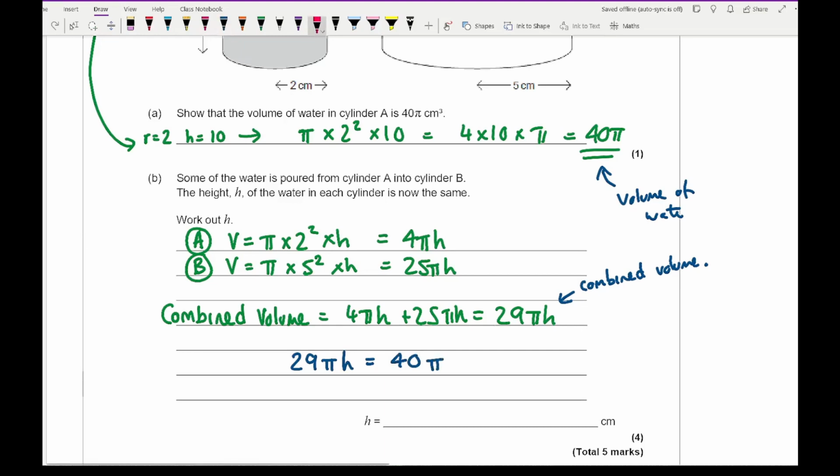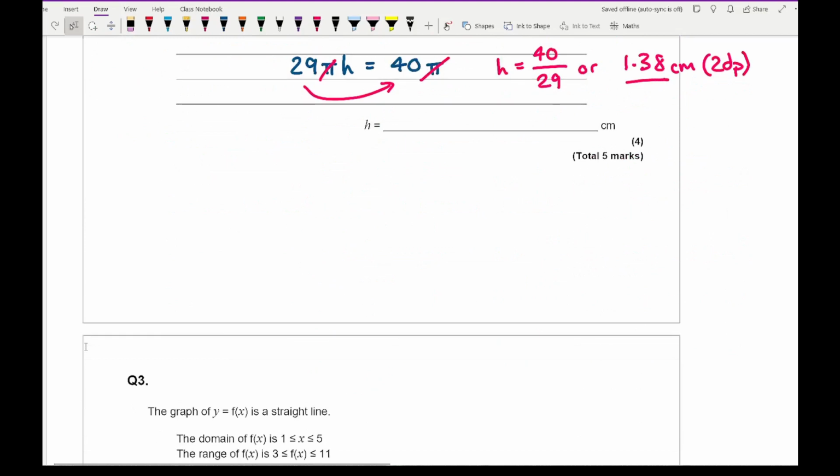Then from this we can cancel the pi's, as both sides have got pi, and then what we do is take the 29 over to the other side, so I've got h equals 40 over 29. If I convert that to a decimal I get 1.38, and that's in centimeters, rounded to 2 decimal places, and there is my answer.